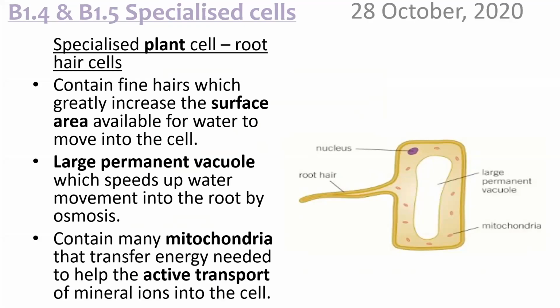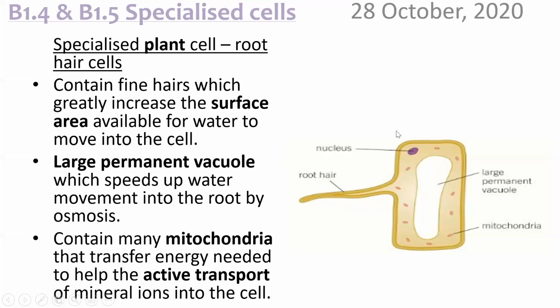So this is on the roots of the plant. They're underground, and the function of the roots is to collect water. So taking water for the plants. That's what we've got to think about first. So root hair cells are very specialized, they contain fine hairs. So again, very, very thin hairs, which greatly increase the surface area available for water to move into the cell. We want water to move into the cell because that's the roots.